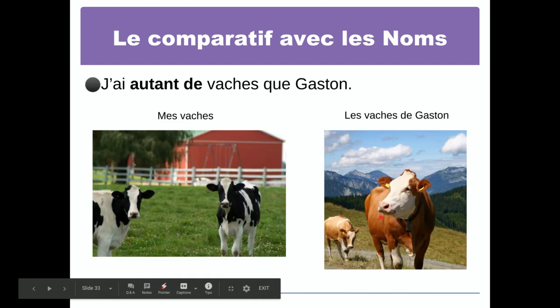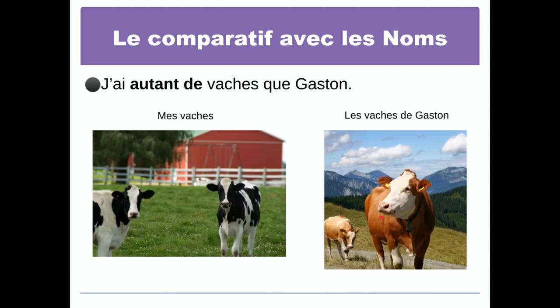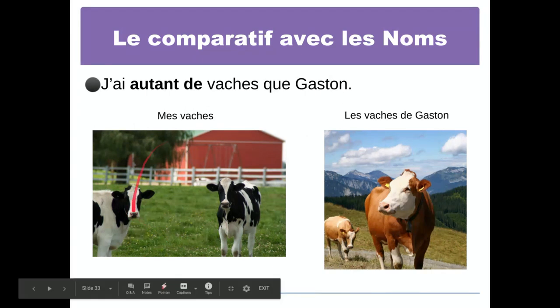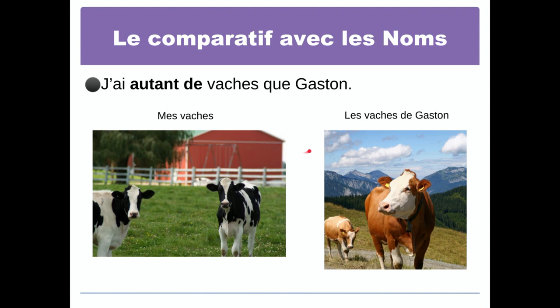J'ai autant de vaches que Gaston. So, ça sont mes vaches. These are my cows. Et ça, c'est les vaches de Gaston. These are Gaston's cows. So, j'ai autant de vaches que Gaston. Look at those pictures and tell me what you think autant means. Yeah, it means I have the same as. So, I have as many cows as Gaston.